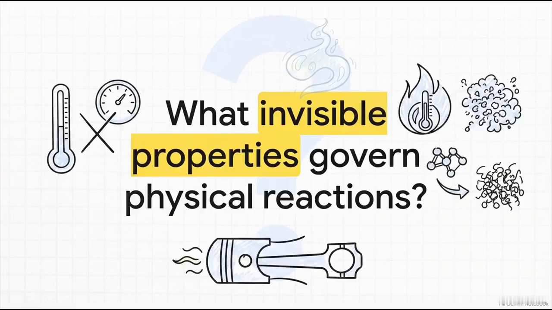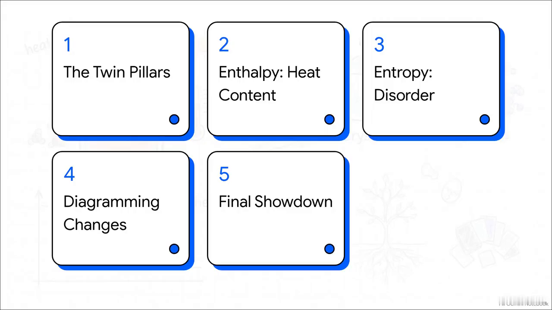I mean, we can easily measure temperature with a standard thermometer, right? And we can measure pressure with a gauge, but what about energy transfer and spontaneity? Figuring out whether a reaction is just going to happen on its own or exactly how much usable heat we can actually extract from a fuel, that requires something a bit deeper. It requires us to look at properties we can't directly hold or see, but that absolutely dictate the rules of the game.